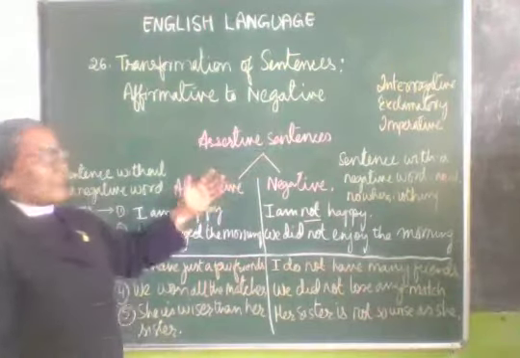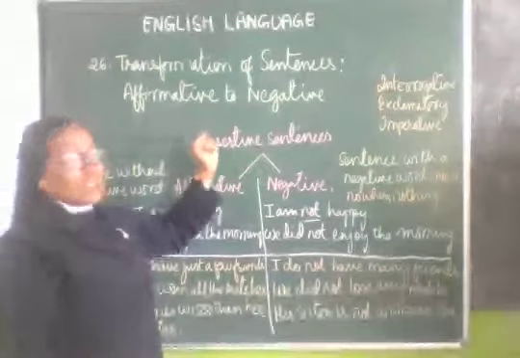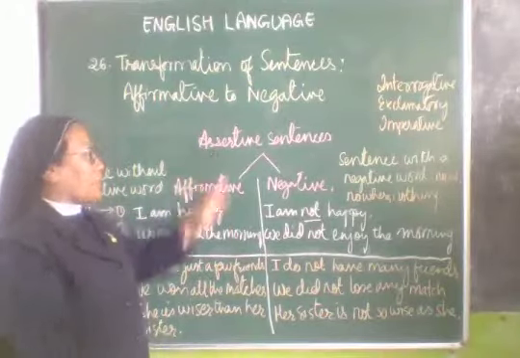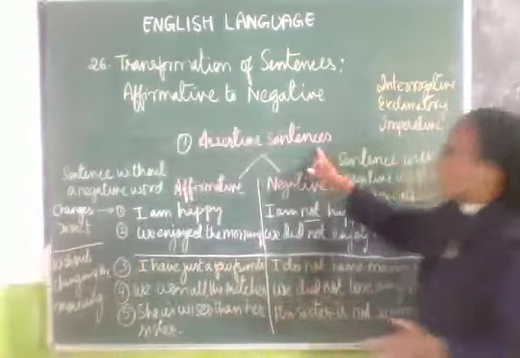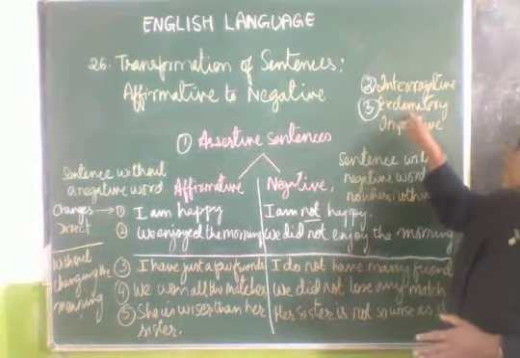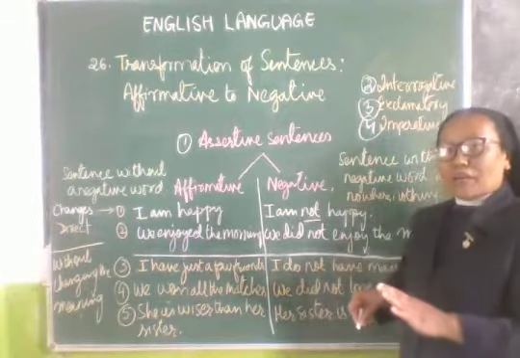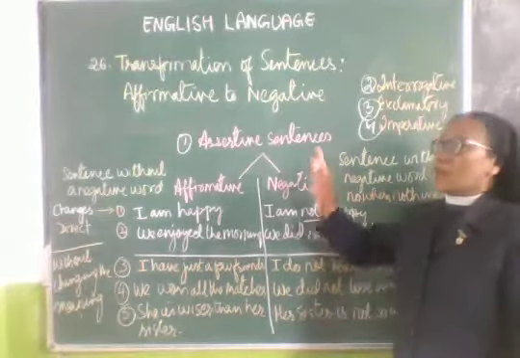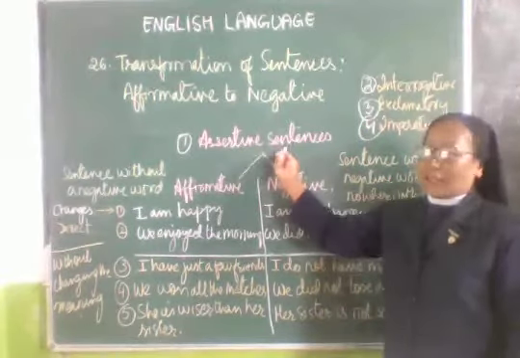Now, first thing you have to know: sentences are of different types. Number one is assertive, as we have learned. And we learned about interrogative sentences, and then exclamatory, and then imperative. We learned four types of sentences, okay? So in this lesson today, we are going to learn about transformation of the assertive sentences.